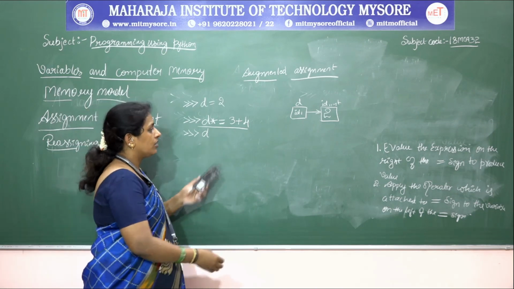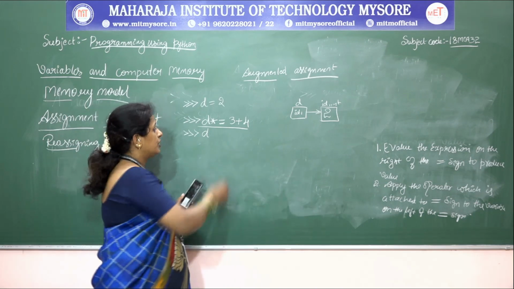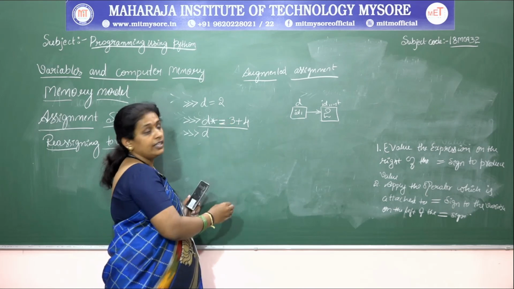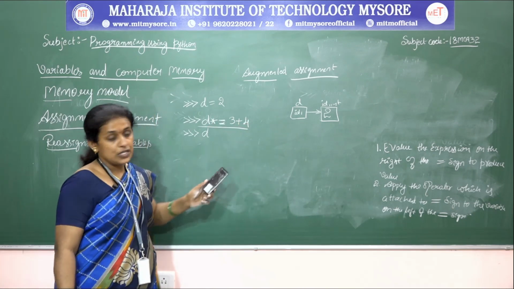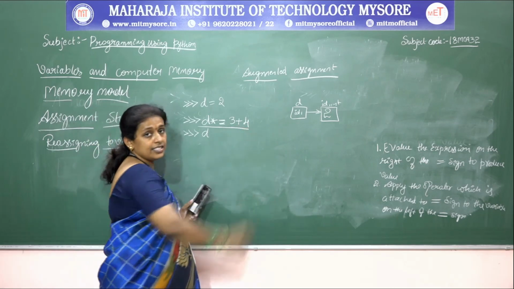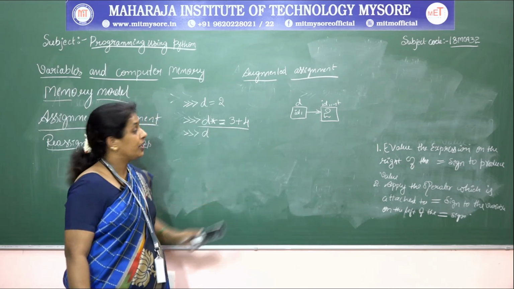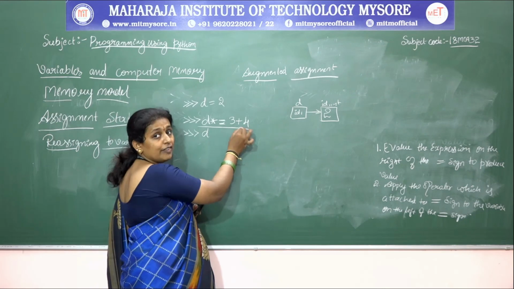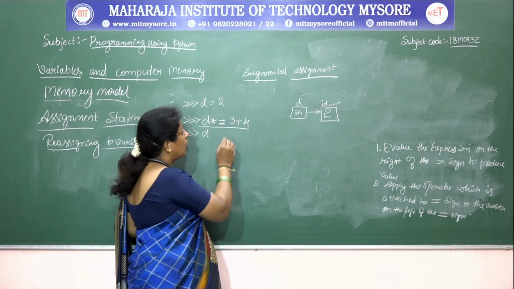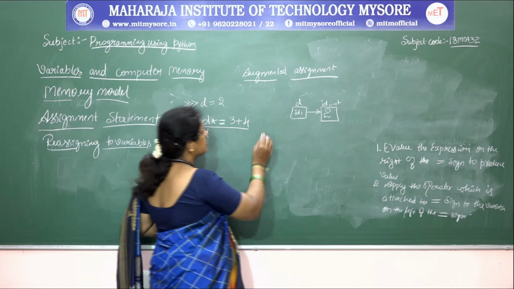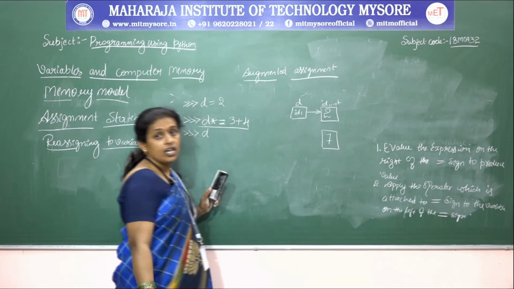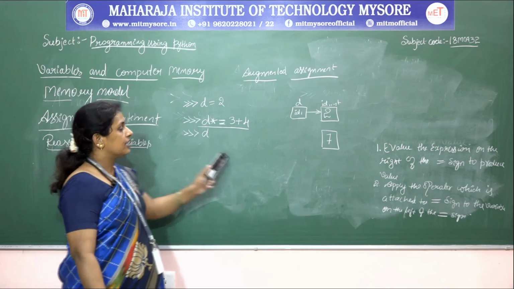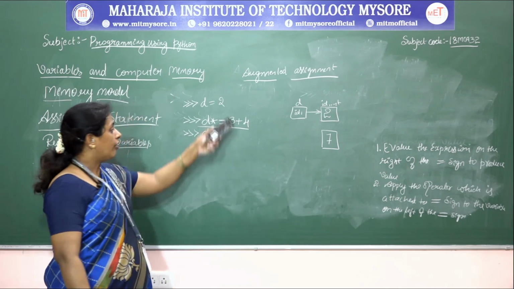So with respect to the given rule, based on the equal sign, it should evaluate the right side of the expression first. The right side is 3 plus 4. So this expression is evaluated first. 3 plus 4 is 7. So 7 will be evaluated and that will be created.